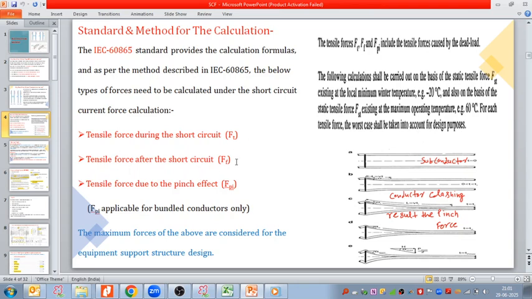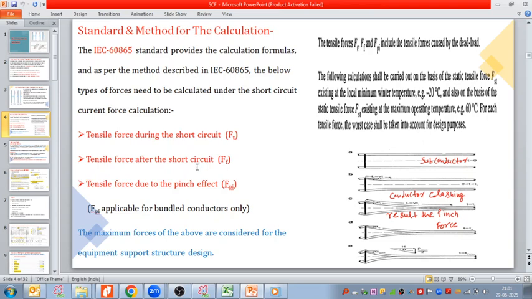After the short circuit means the conductor is now coming back. When it is coming back, again there would be some forces. That force value will be very minimal, but we also consider this in the calculations. Mainly the tensile force during the short circuit is the maximum, but when the conductor drops back, the force that arises is lower than the tensile force during the short circuit, but we still consider it.